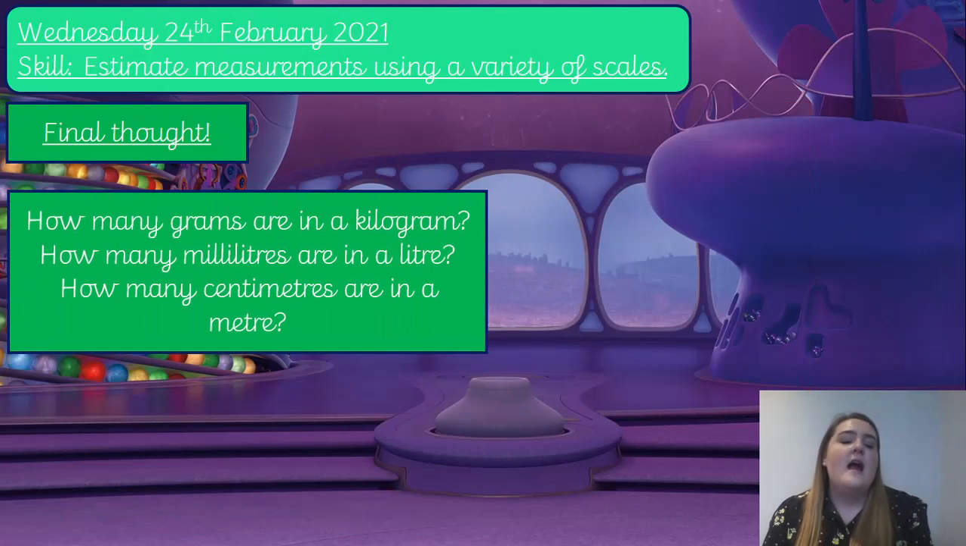Final thought then. How many grams are in a kilogram and how many millilitres are in a litre? How many centimetres are in a metre? So I would like you to have a think about these questions as your final thought, and I would like to see if you get the right answer. So it's a little recap from our learning the other day. So pause the video please and discuss this.